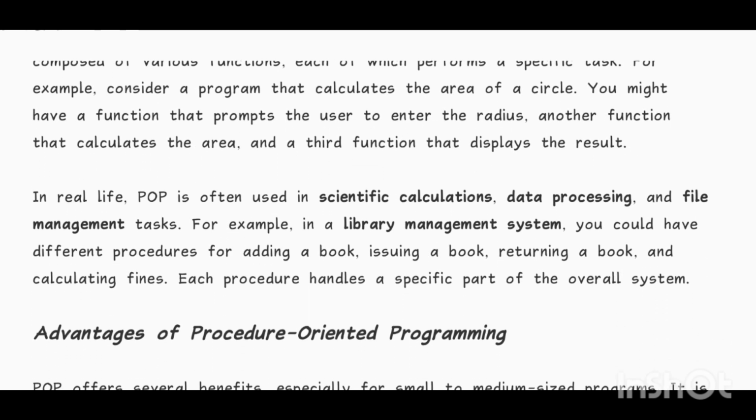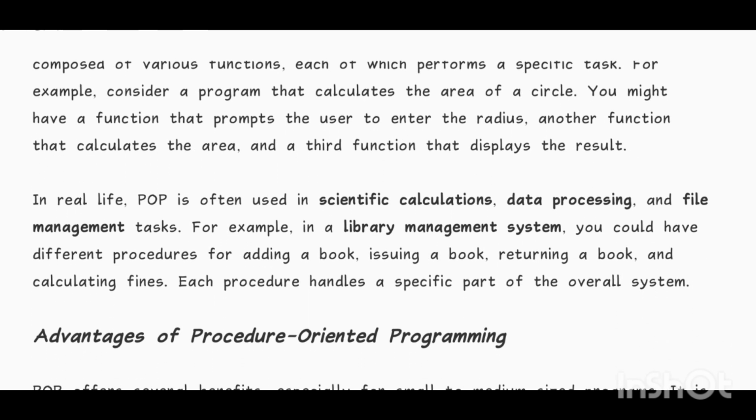In real life, POP is often used in scientific calculations, data processing, and file management tasks. For example, in a library management system, you could have different procedures for adding a book, issuing a book, returning a book, and calculating fines. Each procedure handles a specific part of the overall system.